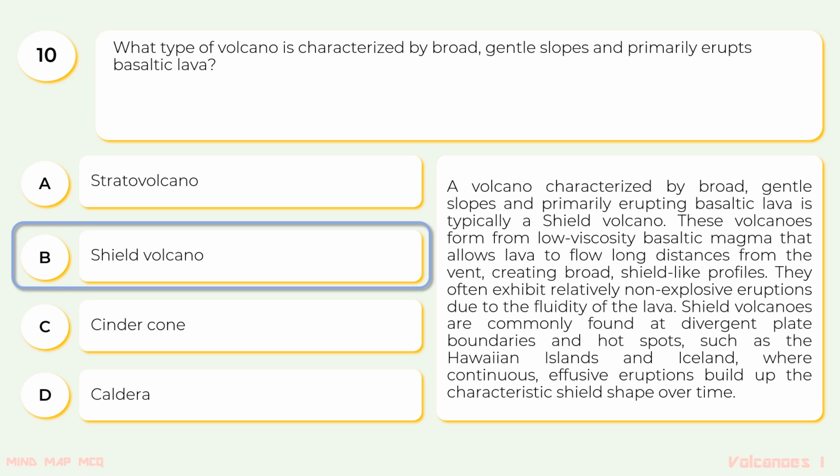These volcanoes form from low viscosity basaltic magma that allows lava to flow long distances from the vent, creating broad shield-like profiles. They often exhibit relatively non-explosive eruptions due to the fluidity of the lava. Shield volcanoes are commonly found at divergent plate boundaries and hotspots such as the Hawaiian Islands and Iceland, where continuous effusive eruptions build up the characteristic shield shape over time.